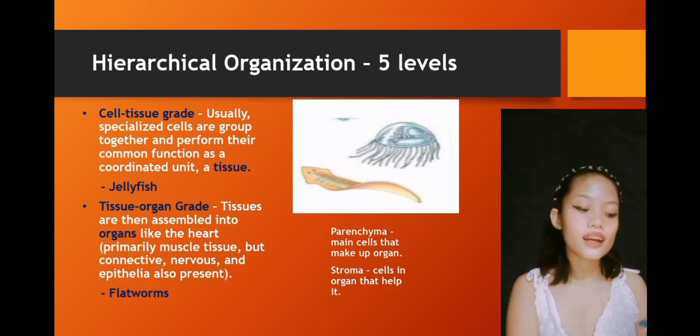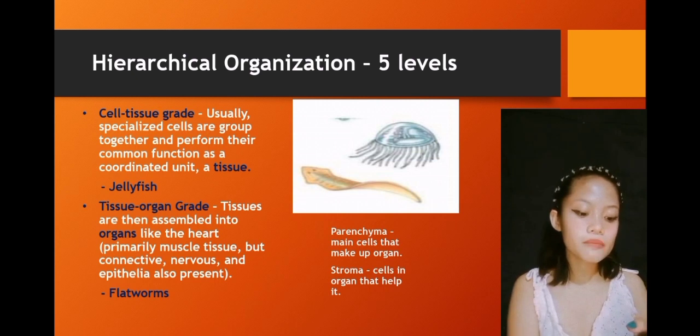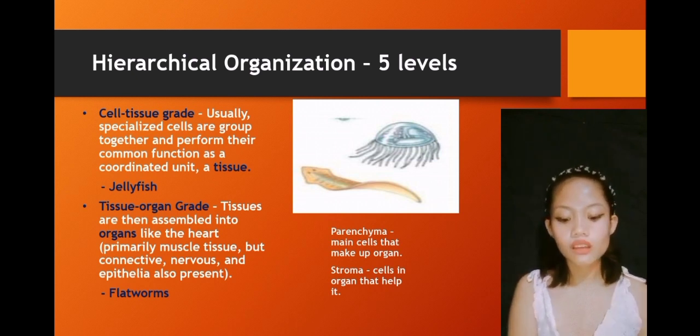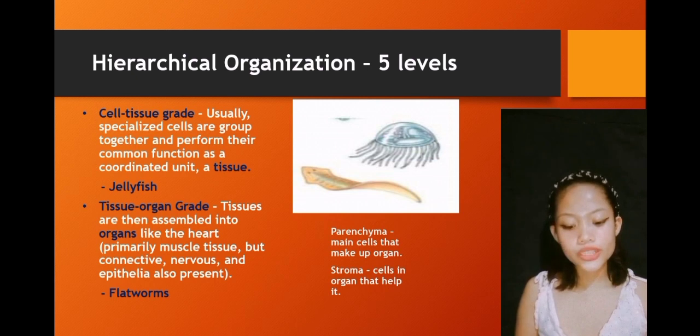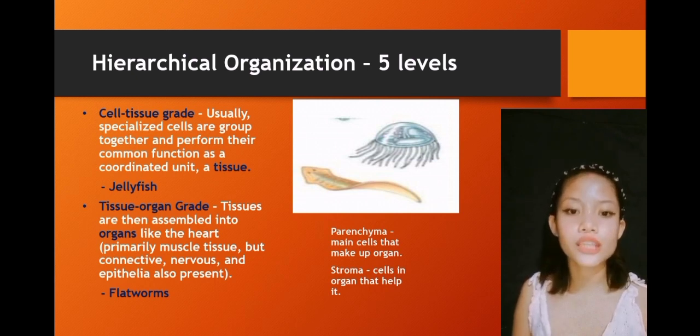Tissues are assembled into organs like the heart, primarily muscle tissue, but connective, nervous and epithelial tissues are also present. Tissue organ grid: when two or more tissues work together for a specific function. For example, the bladder consists of an inner lining of epithelial tissue, bound by various connective tissues to smooth muscles. Another example is the flatworms.